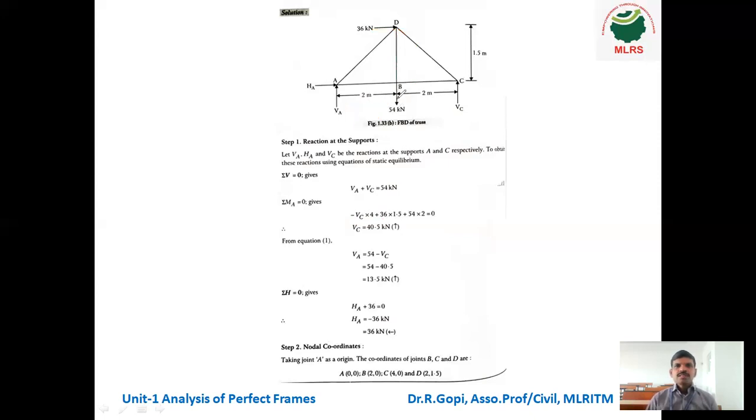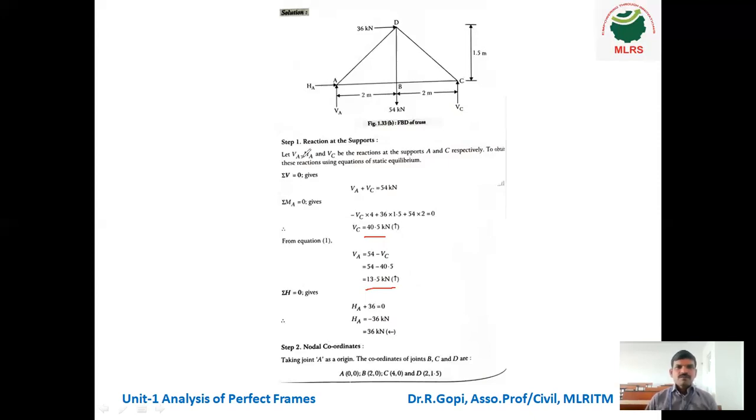Next, the downward load of 54 kilonewton acts, this force into this perpendicular distance. This is clockwise, so 54 into 2, and the sum equals 0. Therefore, from this equation VC is equal to 40.5 kilonewton. We know that VA plus VC is 54 kilonewton, so VA is equal to 54 minus VC, that means total load minus VC. Finally we got 13.5 kilonewton.